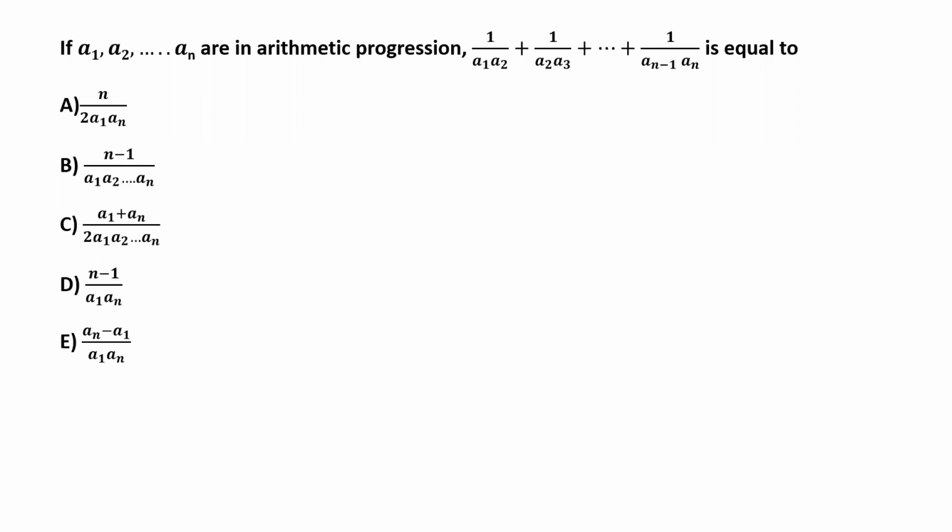And it's given that a1, a2, a3 up to an are terms of an arithmetic progression. So they're consecutive terms of an arithmetic progression. And we have a multiple choice question here. So we're given 5 options and we have to pick the right answer.